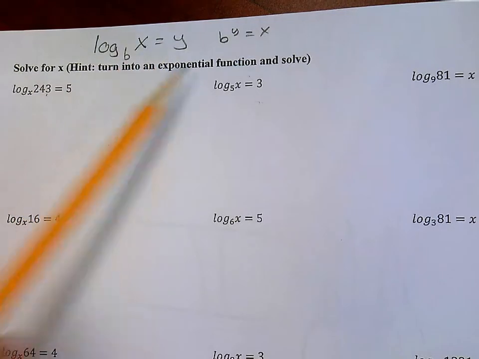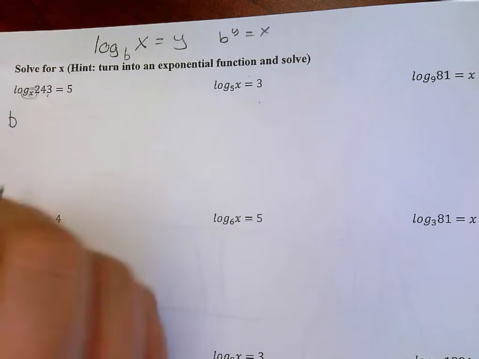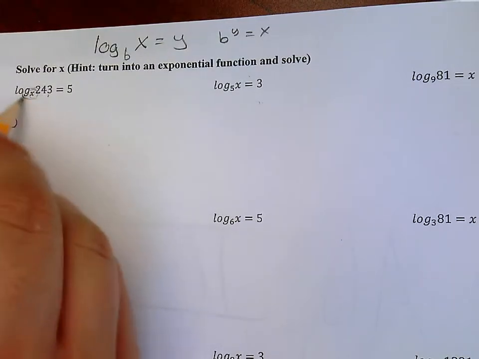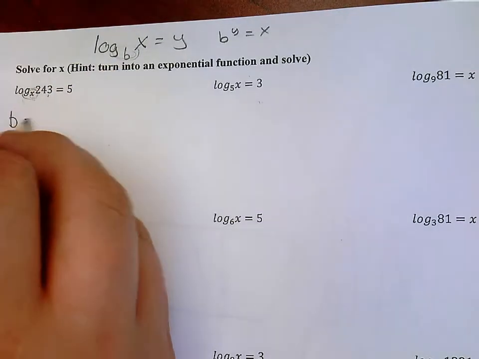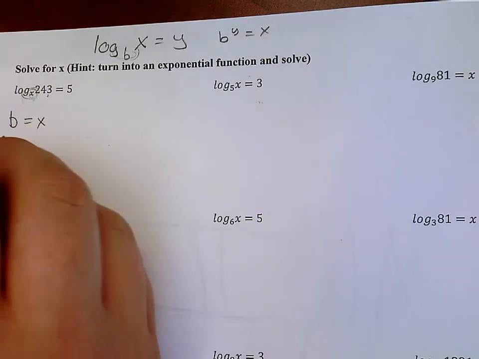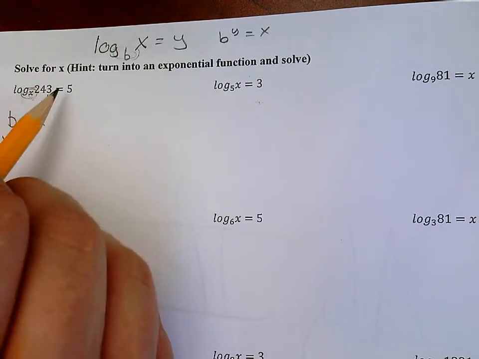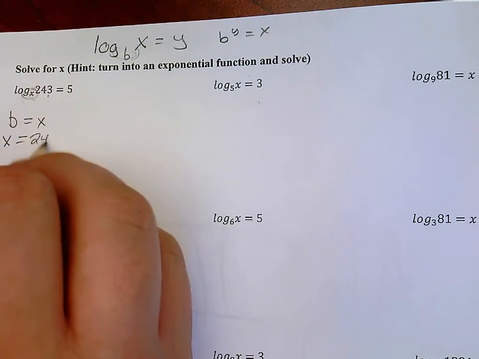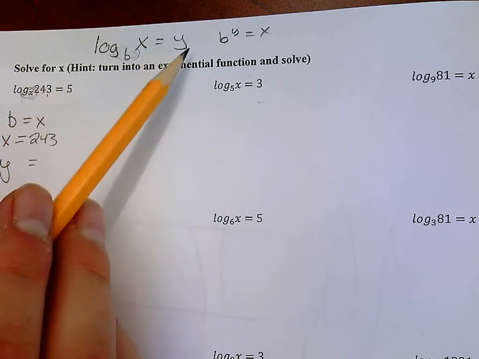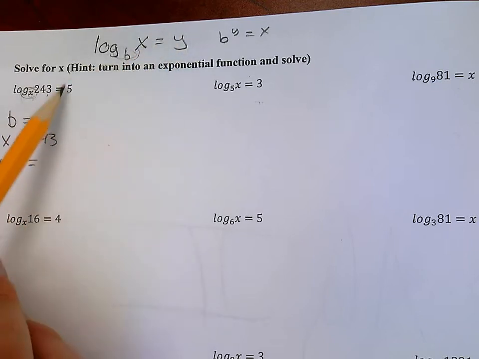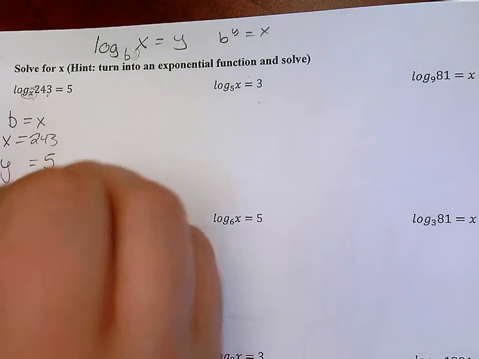So, for example, in this first one, what I'm going to try to do is find my b, my x, and my y. So my b is always the smaller part right here. So if b is the smaller one, that means the bigger number next to the b is my x. So I'm going to look at the bigger number, that's 243. And my y is past the equal sign. So my y is right here. So I'm going to say y equals 5.